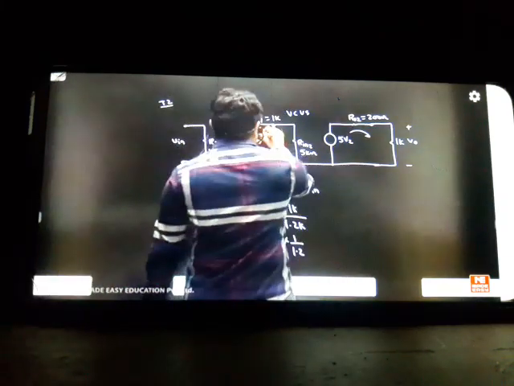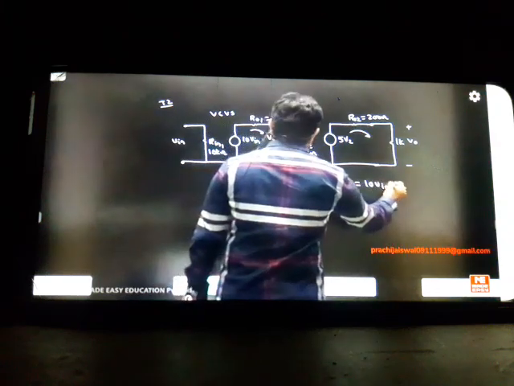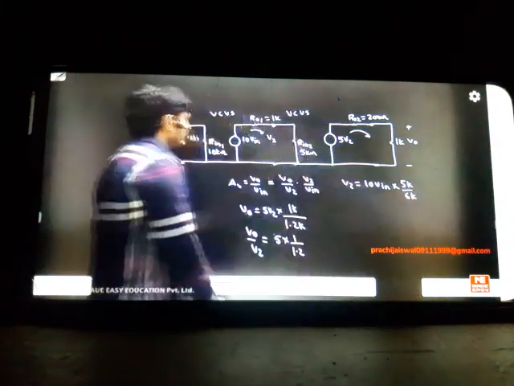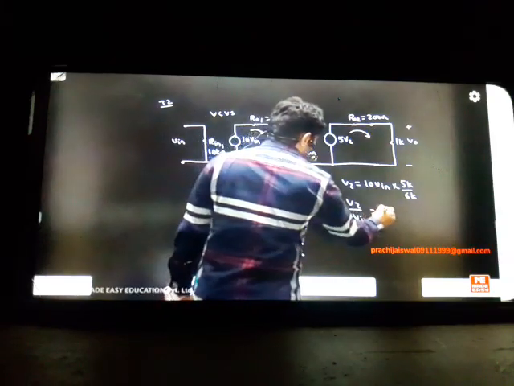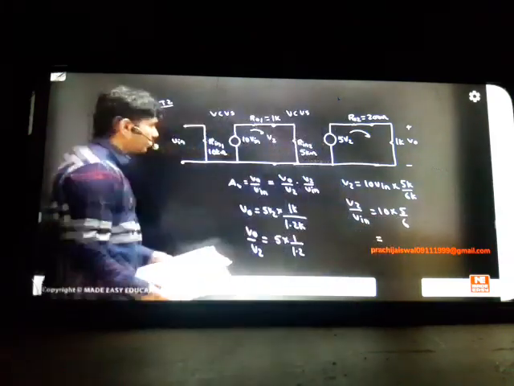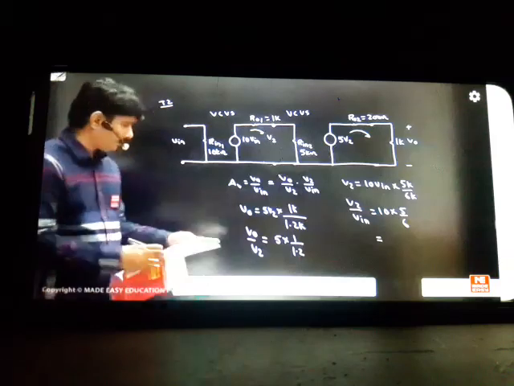And coming to the next one, V2 is equal to 10 VIN into 5K by 6K. 5 plus 1 is 6K. So V2 by VIN will be 10 into 5 by 6. So just these two answers you calculate and see how much answer is coming for this question.